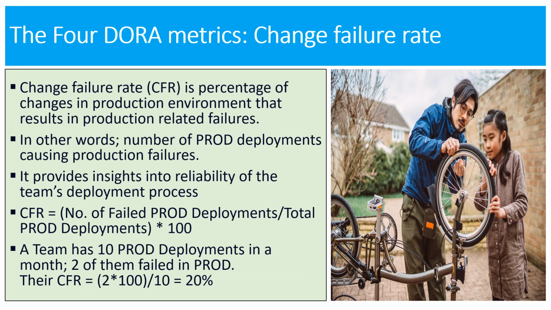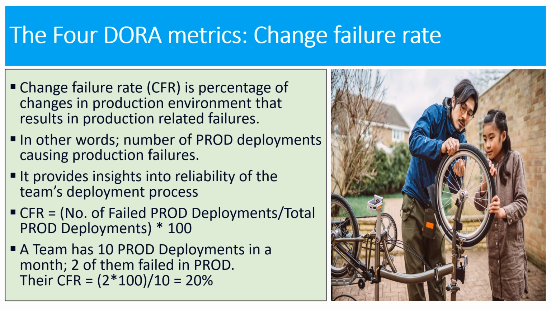The third metric is change failure rate. Change failure rate, CFR, is the percentage of changes in the production environment that result in production-related failures. So how many changes have been pushed which resulted in production failure or production outages? In other words, the number of prod deployments causing production failures. It provides insights into the reliability of the team's deployment process.